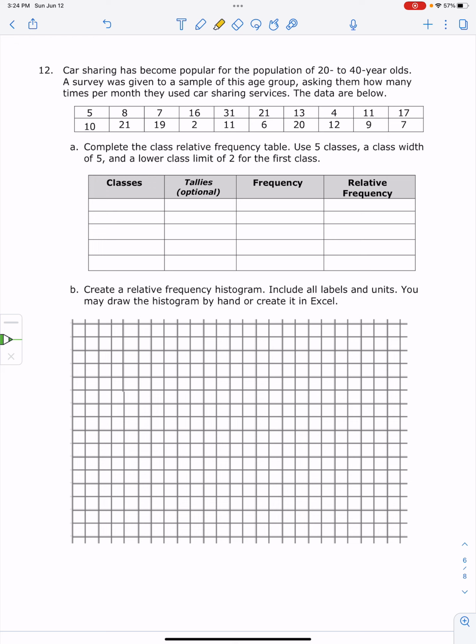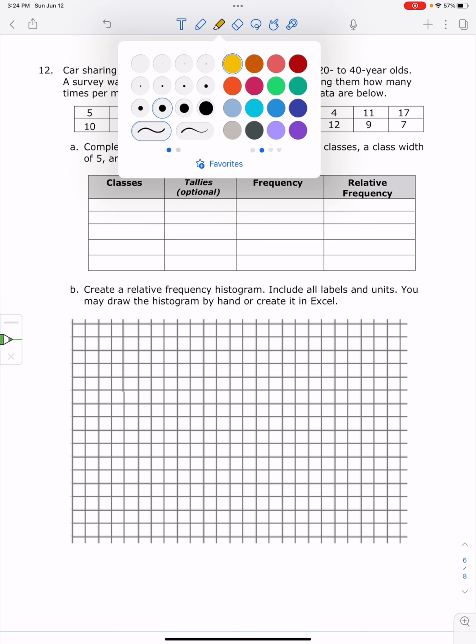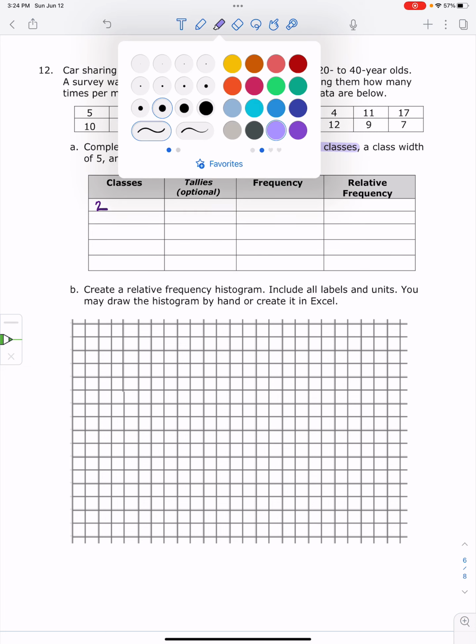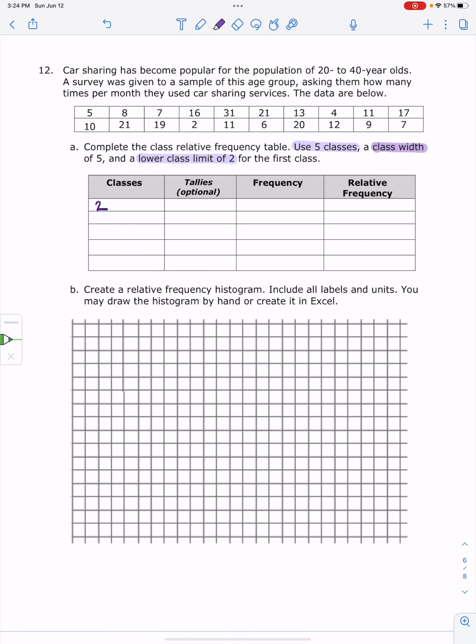Here is what some students seem to be, based on the questions I'm getting, having a little issue with. Okay, 1, 2, 3, 4, 5. So we want to use 5 classes. We have a lower class limit of 2. So I'm going to start here at 2, and then a class width of 5. Remember, we get the class width by subtracting lower class limit from lower class limit.